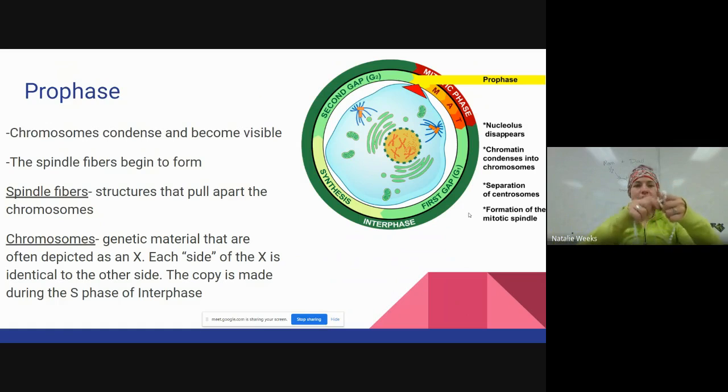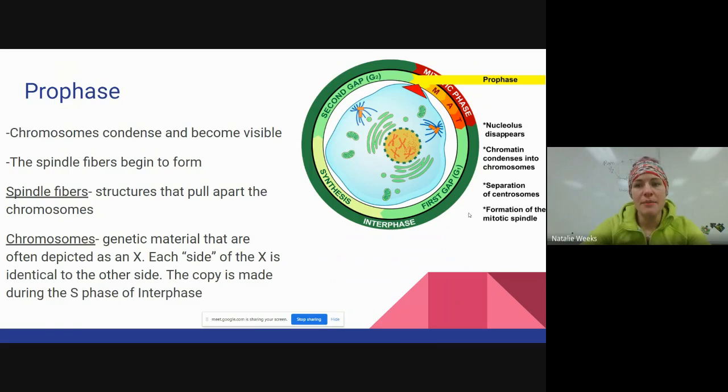So what happens is the chromosomes will actually wind and wind around each other, and then that little tight knot is what forms the X-shaped chromosome that we think of when we think of chromosomes. So that's called condensing. They're going from a single strand of DNA into that nice, neat little X shape.